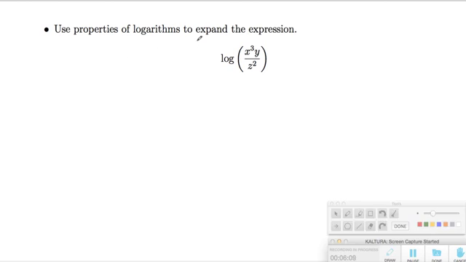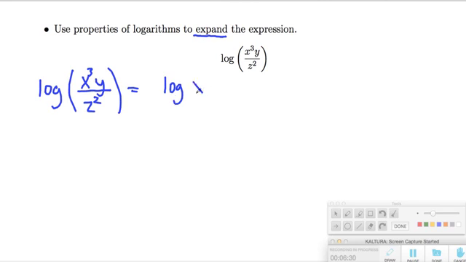Now for this one, notice that again they said expand. So the idea is that we're going to take this small statement and write it as largely as possible. So we've got log of x cubed times y over z squared. Now the first thing we can do is apply the quotient rule. Here we've got log of x cubed times y. And remember that with division, it's minus, it's not plus. Minus with division. And then we've got log of z squared.